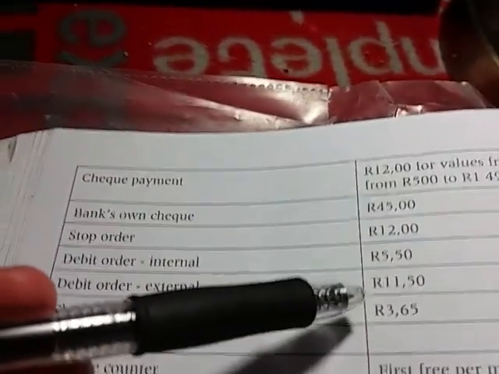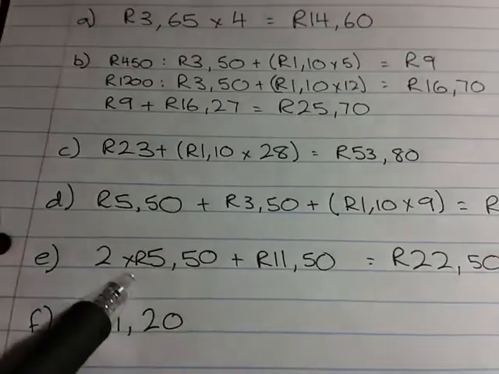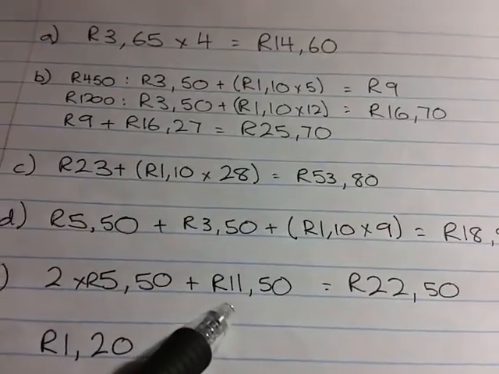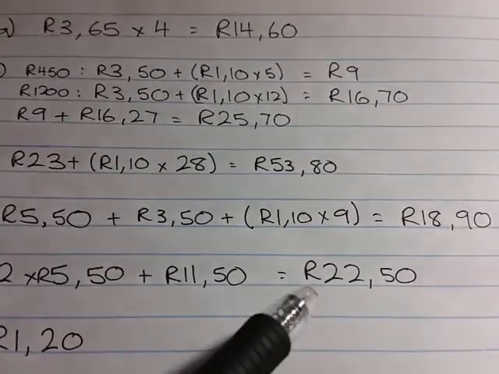Yes, so internal is at 5.50, external is at 11.50. So 2 5.50s and 1 11.50, giving 22.50.